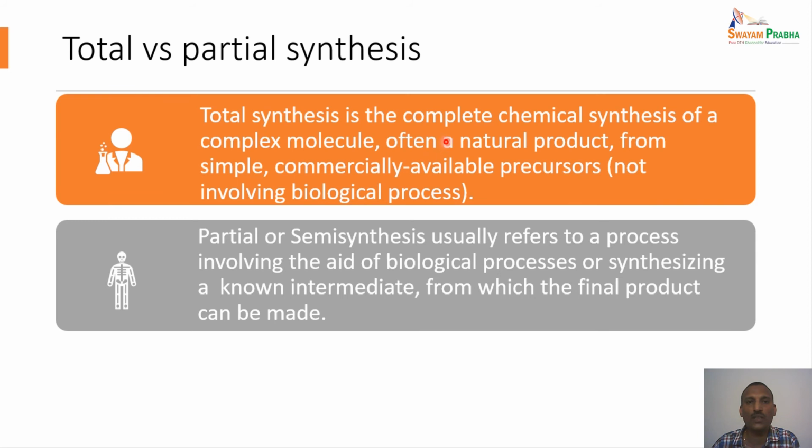And this particular method generally does not involve any biological process. For example, enzymatic resolution is one such step. In total synthesis, we generally do not use those kinds of enzymatic reactions. The next one is the partial or semi-synthesis. This generally refers to a process involving the aid of a biochemical process. So enzymatic reactions can come here, or synthesizing a known intermediate from which the final product can be made. So these are the differences between total and partial synthesis.